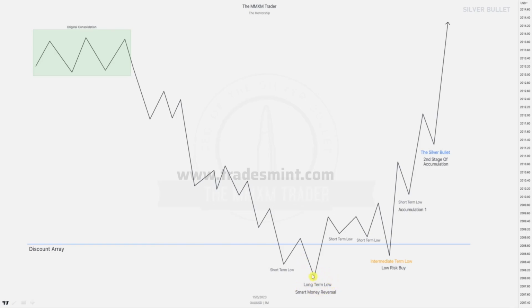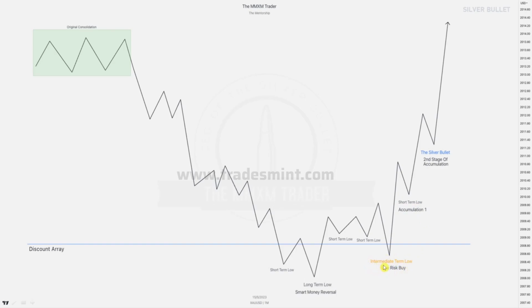Because this is the extreme low in this whole range. Short-term low to the left, short-term low to the right, and that intermediate term low forming will be inside OTE levels of this range, right? So the intermediate term low has been confirmed after we form another short-term low to the right of it, right? So then this is accumulation phase 1, because this is now the low risk buy.